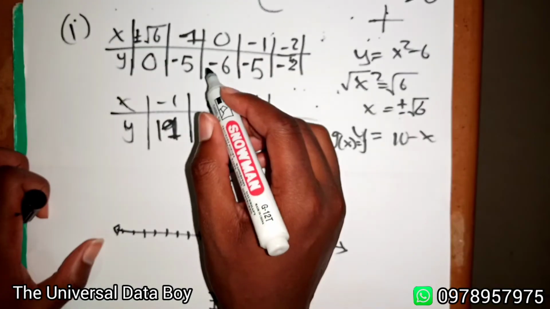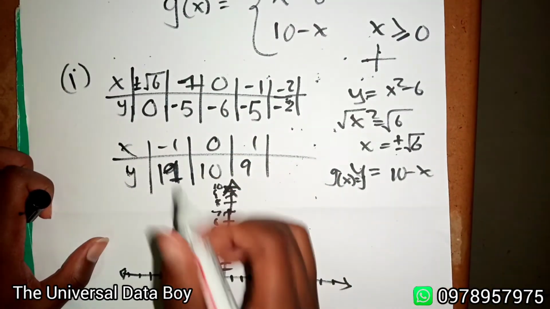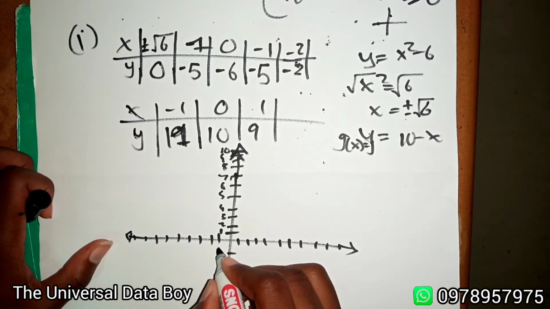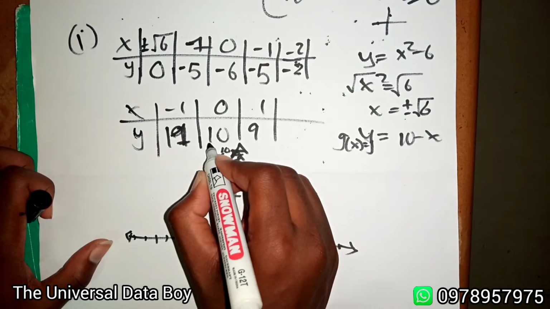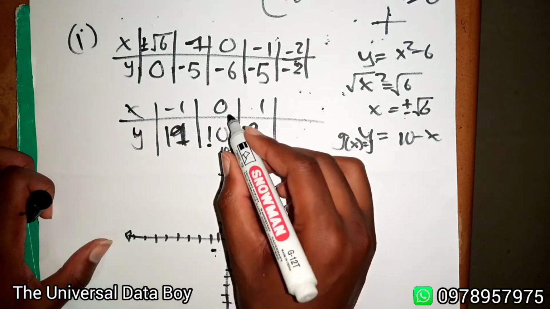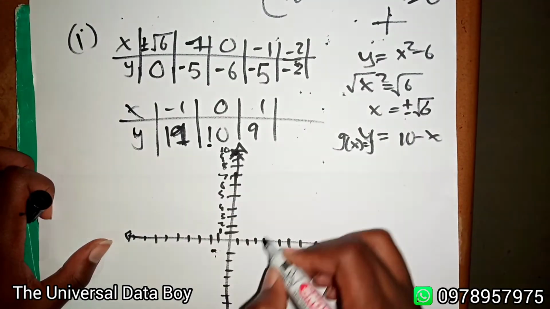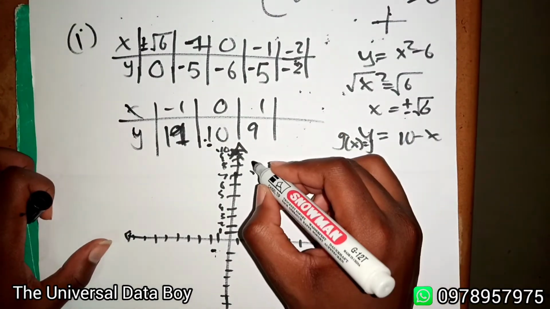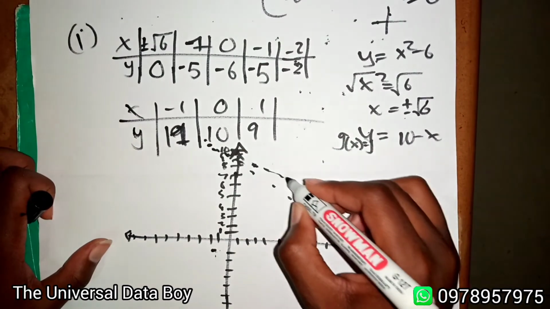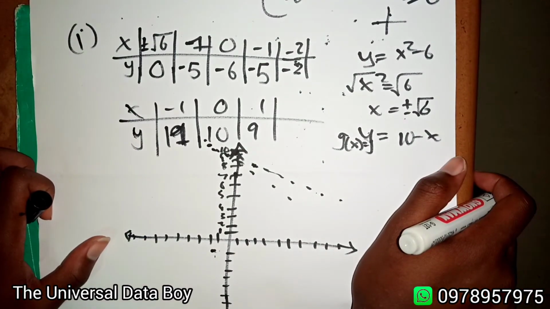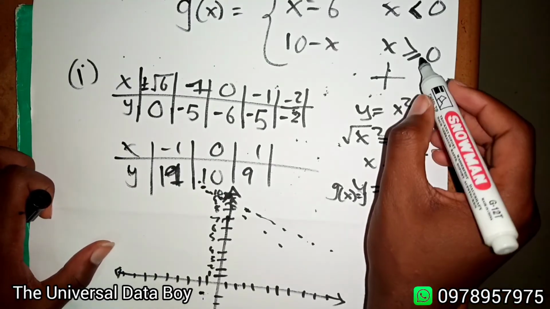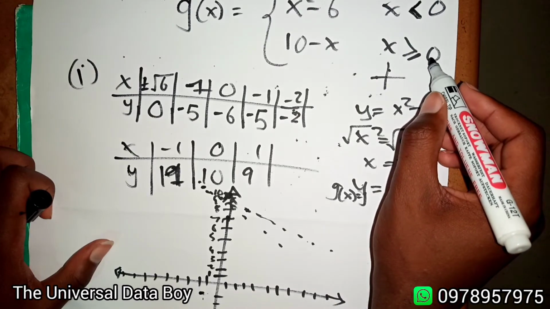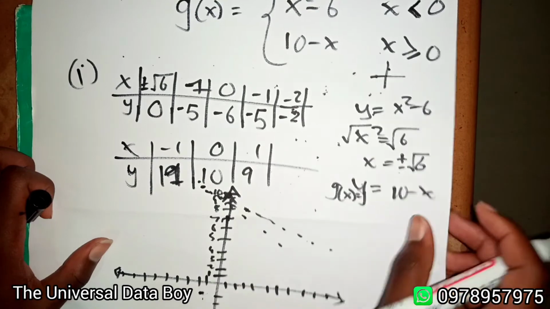So now let's graph this one first, since it's easier. When x is -1, y is 11. So y is somewhere there. When x is 0, y is 10. When x is 1, y is 9. So it's coming something like that. Now we're told this is for values of x greater than or equal to 0, so it's starting at 0, then going to values of x that are greater.